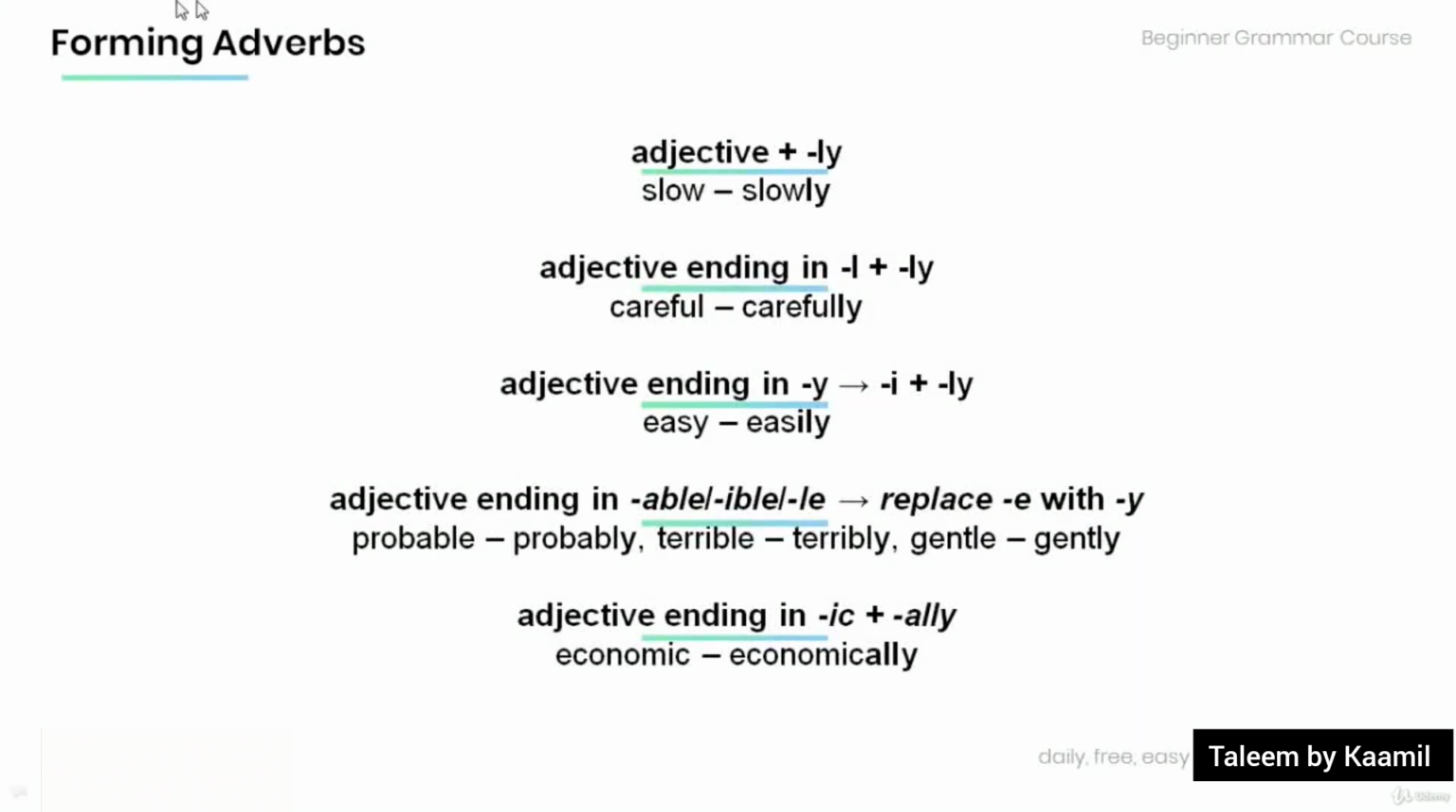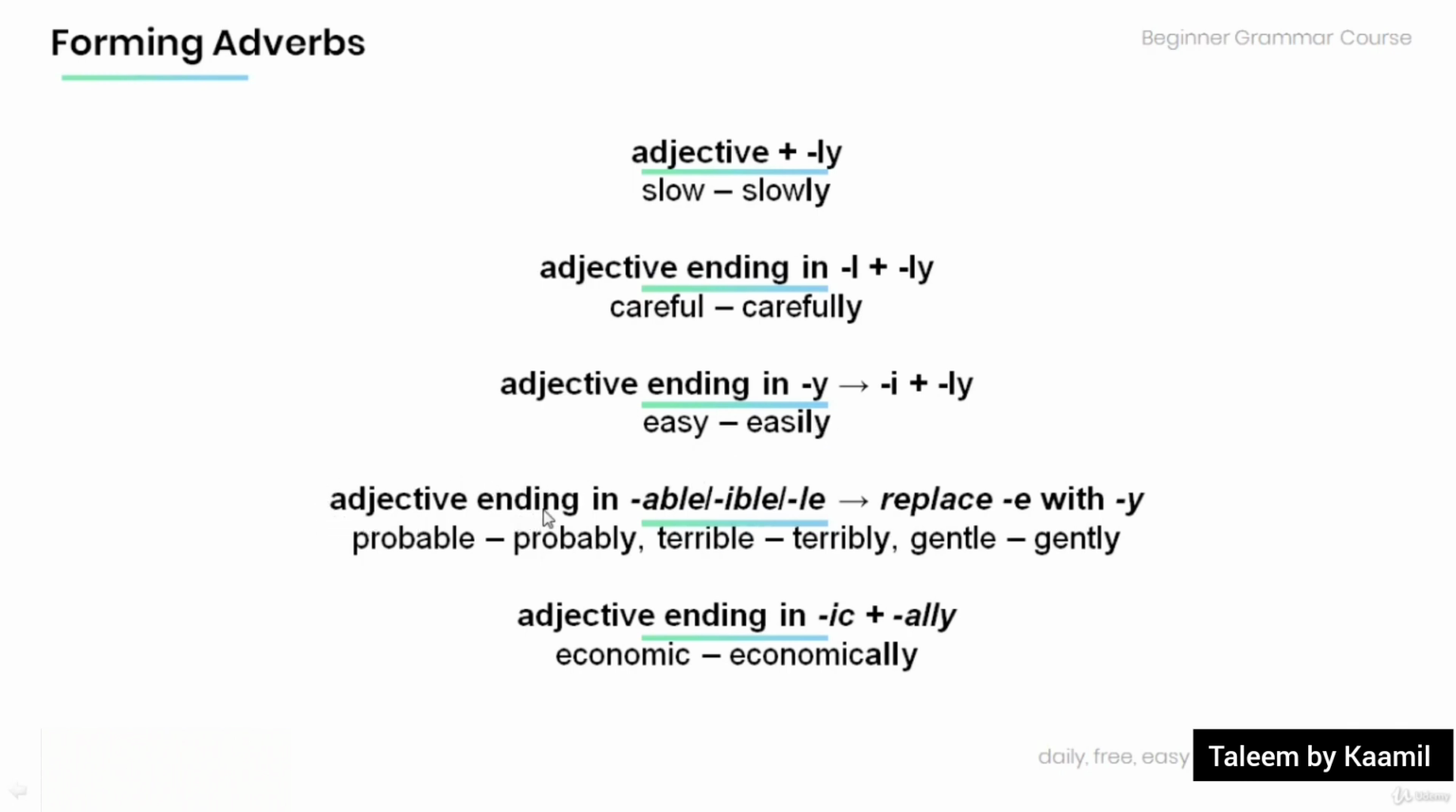Remember that we form adverbs by adding ly to an adjective. For example, slow, slowly. And when adjectives end in L, we keep the L and add ly. For example, careful, carefully. And when adjectives end in Y, we change the Y to I and then add ly. For example, easy, easily.